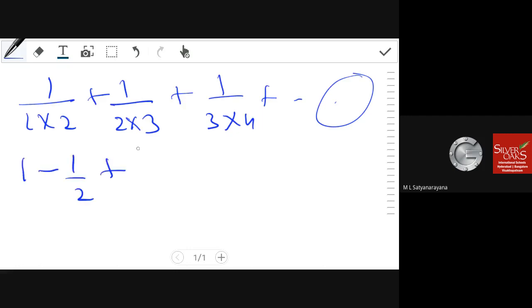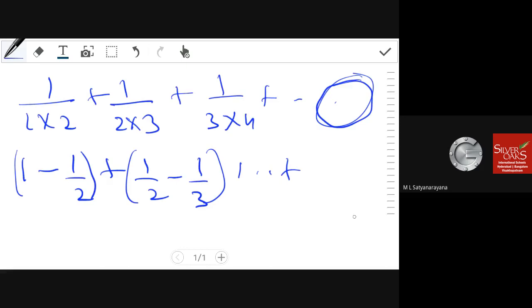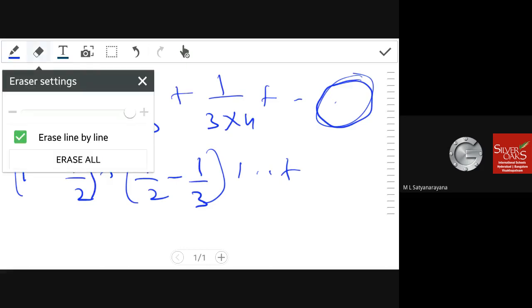The second term, 1 by 2 into 3, can be written as 1 by 2 minus 1 by 3. Try to take LCM and see, you will get the same value. But this is my way of finding the logic. You have to find the nth term first, then work it out. I want you to work on this problem. This is a small hint I'm giving you to work it out yourself.